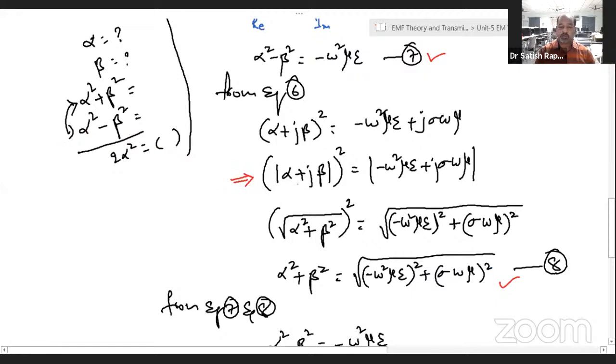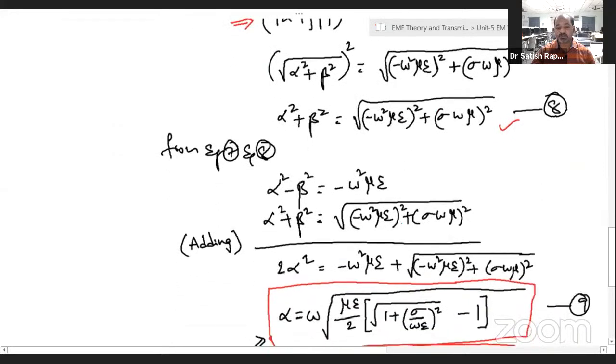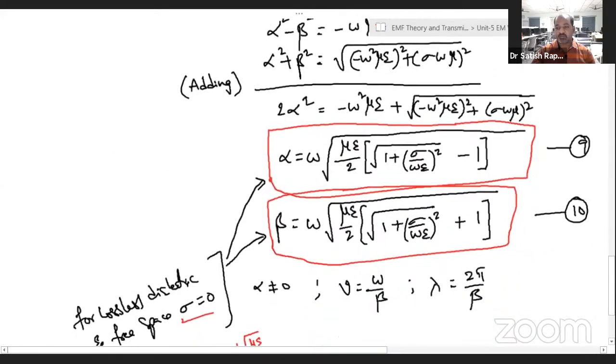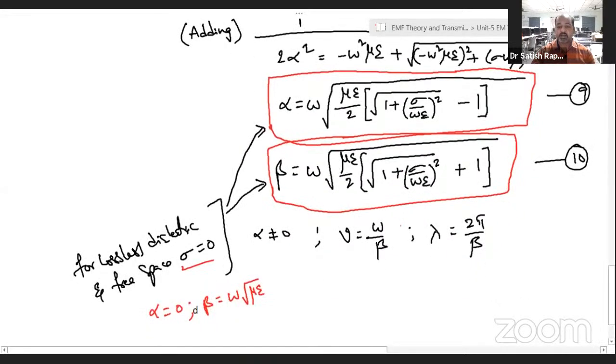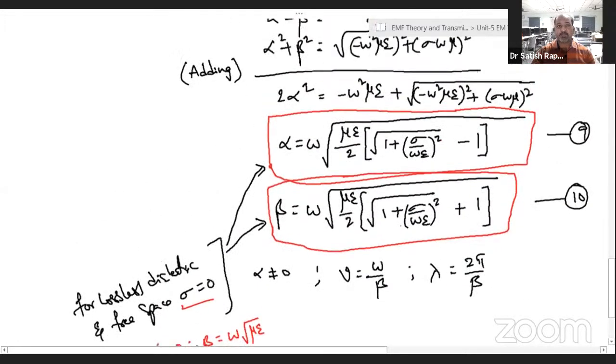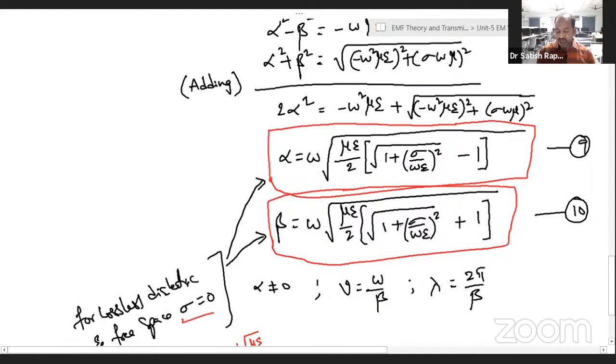right? The mod, or magnitude, of a complex number is equal to the square root of real part square plus imaginary part square, right? So that is what we have done, and from this we got alpha square plus beta square. Solving equation 7 and equation 8, we will get alpha and beta. The alpha and beta equations are as shown in the figure, in equations 9 and 10, right? So this is how we can define wave propagation in a lossy dielectric media.